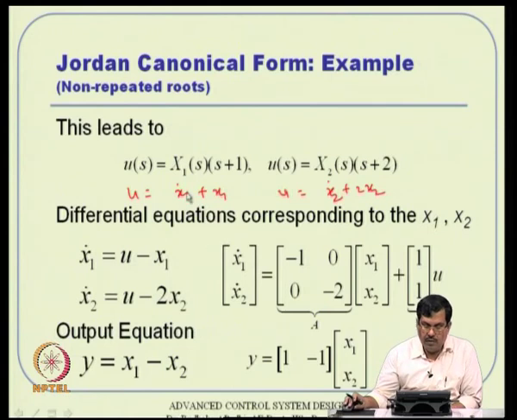If I rearrange this term, x1 dot is nothing but u minus x1, and x2 dot is nothing but u minus 2x2. That is what I have here. So, now I will go back and put it in standard form, x1 dot and x2 dot.